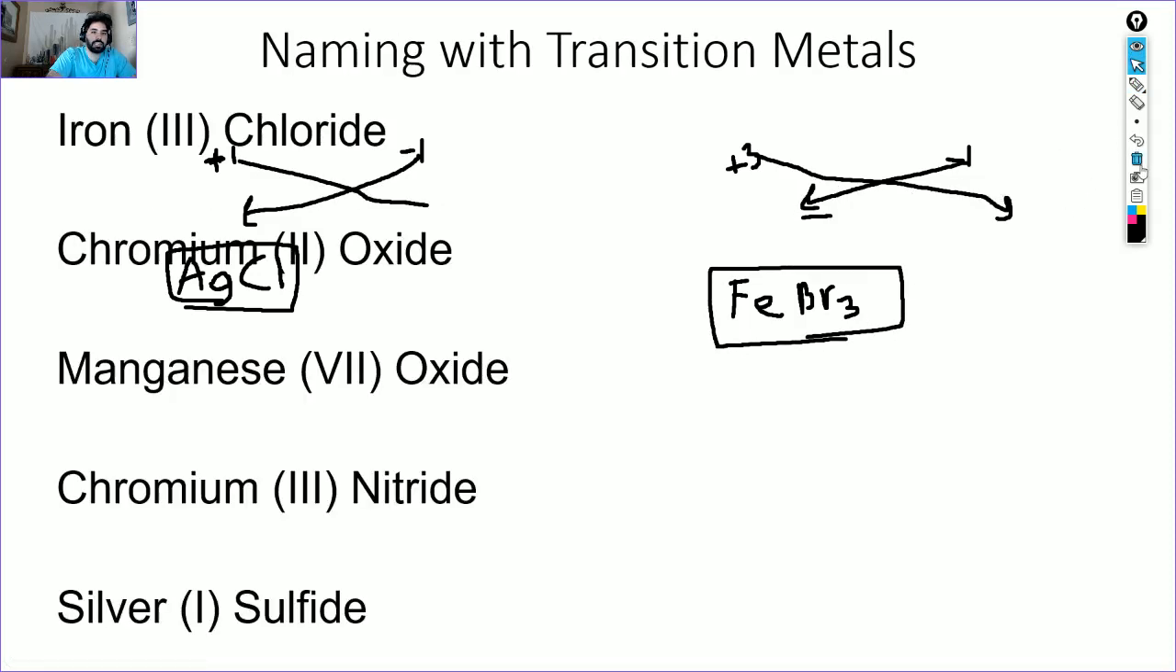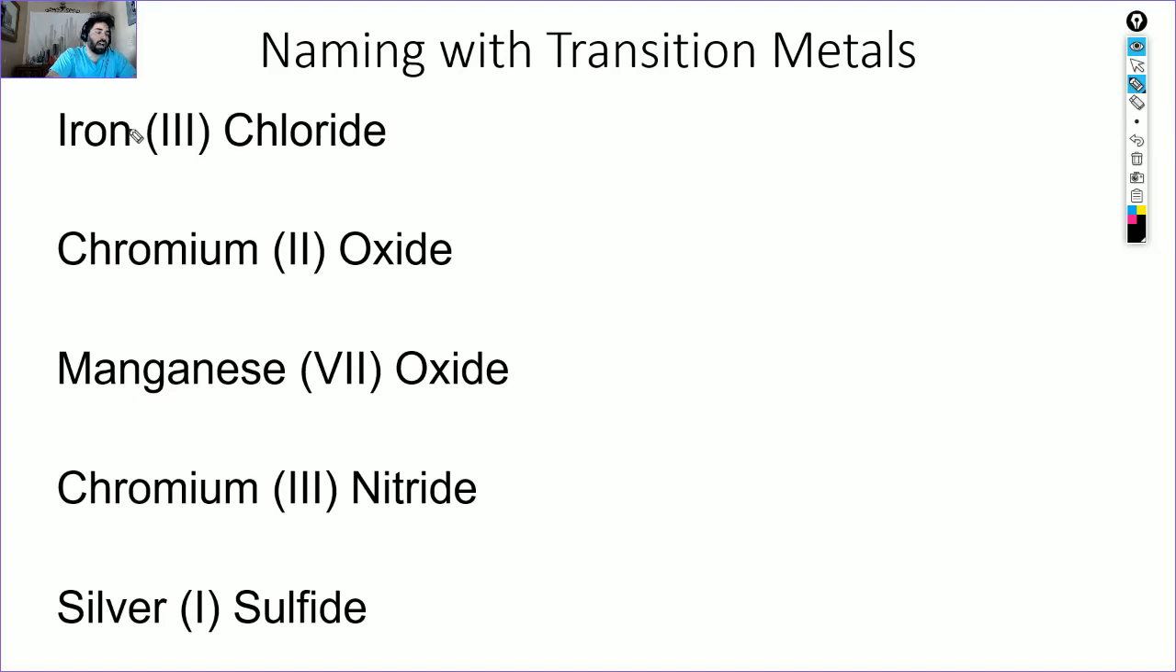So I want you guys to go ahead and get some practice with this. I will do the first one with you guys. Iron has a +3 charge. Chlorine has a -1 charge. We'll do our crisscross method, and you end up with FeCl3.